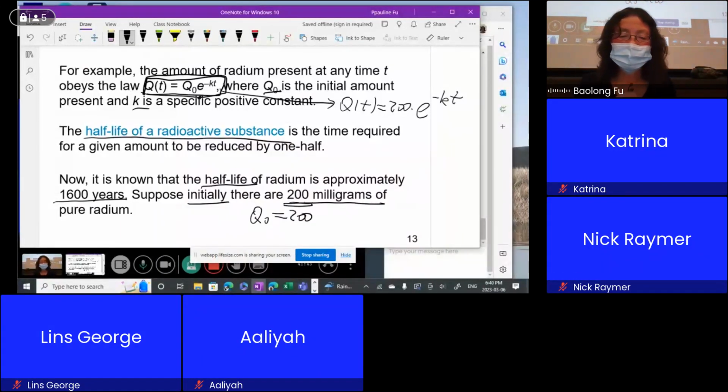Okay, so if initially you have 200, what is half of this 200? Anyone? Yeah, 100. Thank you. Initially, you have 200. Half is 100. And when this 100 happened, it is 1600 years. When t equal to 1600 years, Q equal to 100.